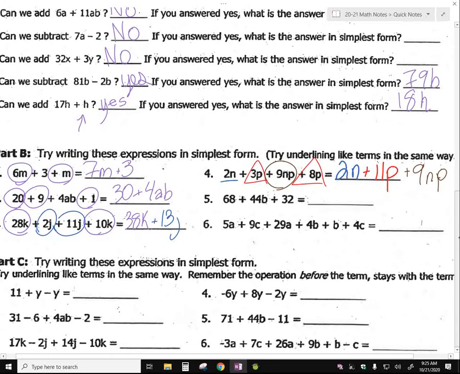All right, for number 5, we have 68, just the number 68. Yes? I have a question. Does it matter what order number 4 is? No, it does not, because 5 plus 2 is 7, and 2 plus 5 is 7. Yep, I will accept all of those. It doesn't matter what color it is, or what order it's in.